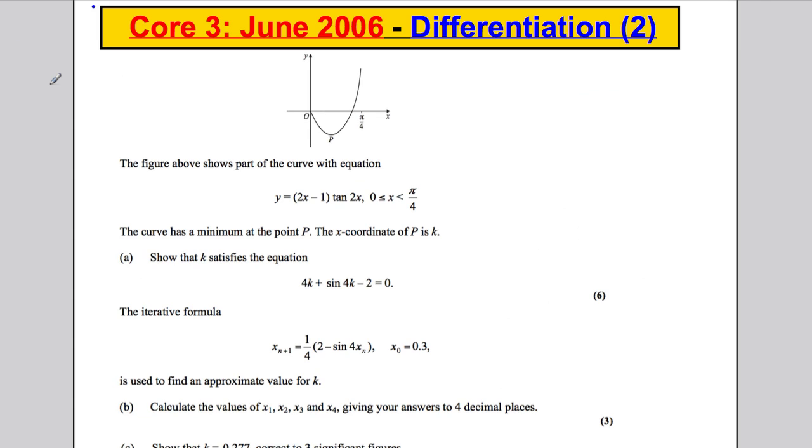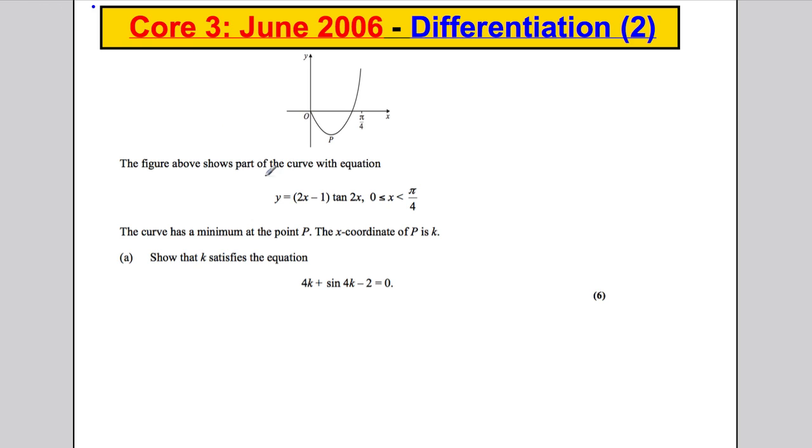And last question, there it is. Pause, have a go. Okay, it tells us here's a curve, and the curve has a minimum point at P. The x-coordinate of P is K, show that K satisfies that equation. Well, for a minimum, you work out dy by dx.